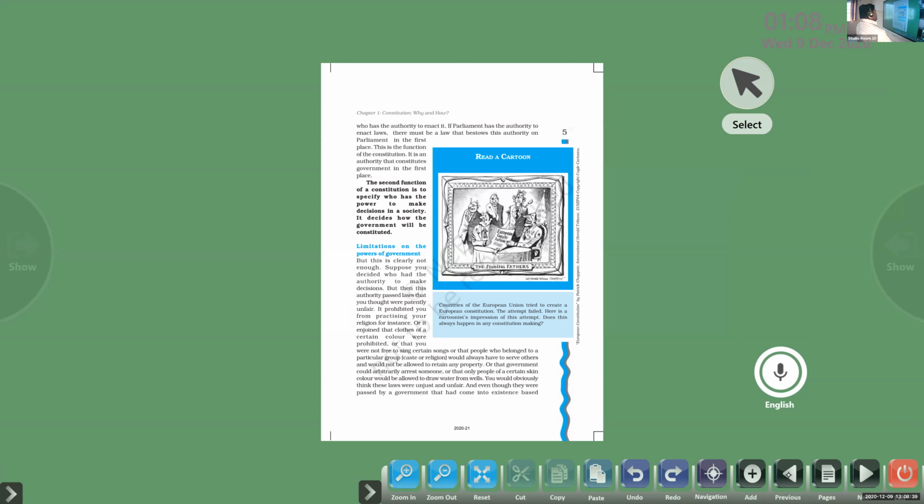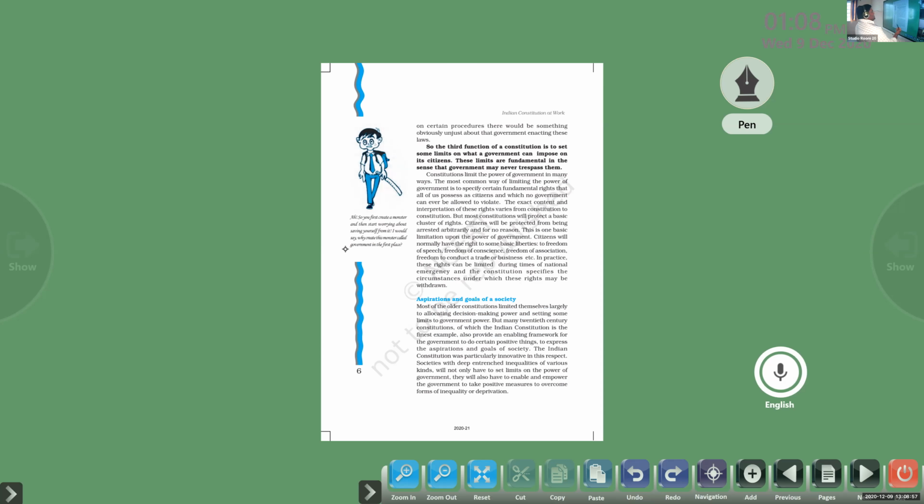Okay, and the second function of the Constitution is to specify who has the power to make decisions in the society. It decides how the government will be constituted. And the third function also we discussed here.